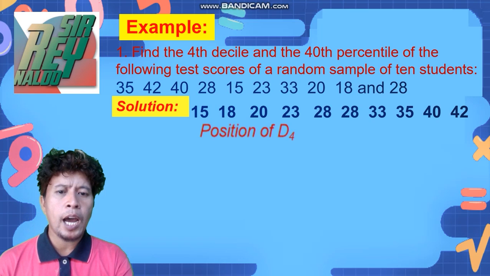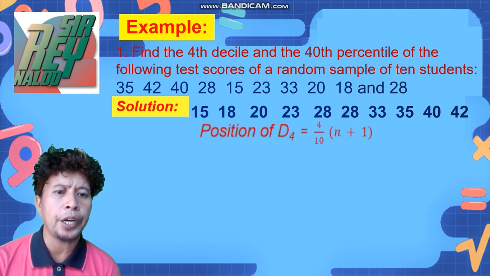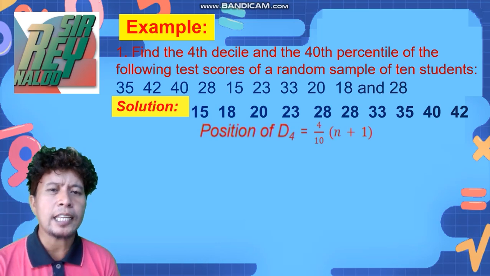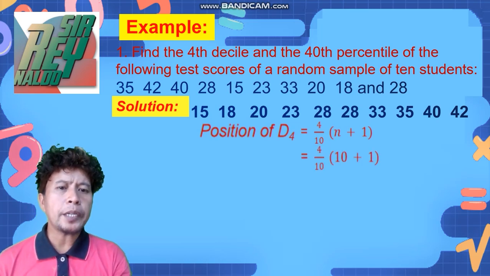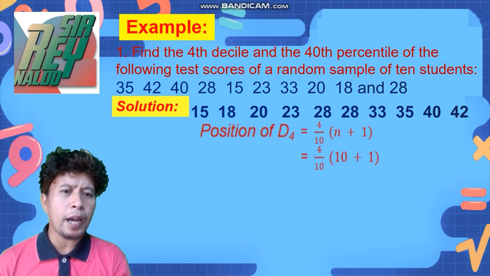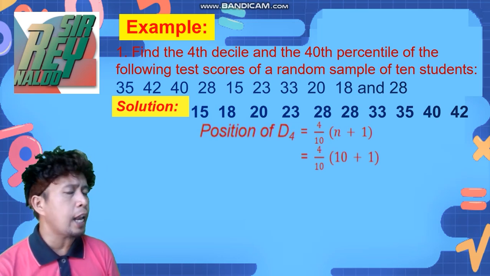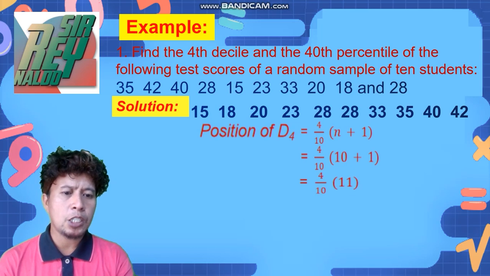Okay, so how to locate the position of D4? So again, 4 over 10. Bakit 10? Kasi decile na tayo. Multiplied by the quantity n plus 1. So 4 over 10 multiplied by 10 plus 1. Bakit 10? Kasi yun yung bilang ng data. And that is equivalent to 4 over 10 times 11, which is 4.4.